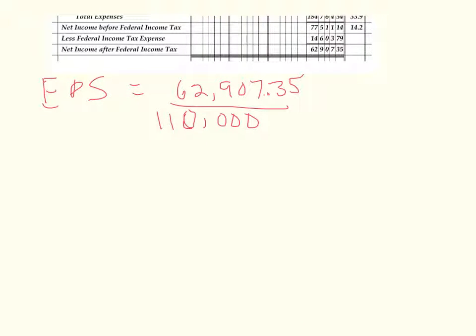Your earnings per share is the amount of net income after federal income tax that belongs to a single share of stock. So you take your net income of $62,907.35 and you divide it by your outstanding shares of stock, which in this example in step 3 it says 110,000 shares of stock. This calculates out to 0.57. It means that for every share of stock that you own, you earn 57 cents per share.